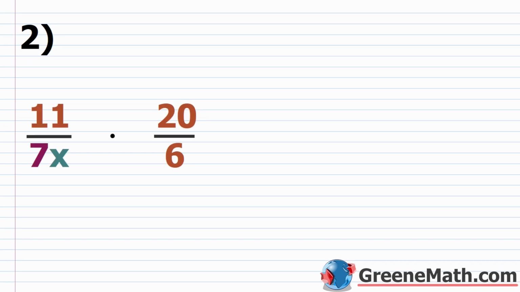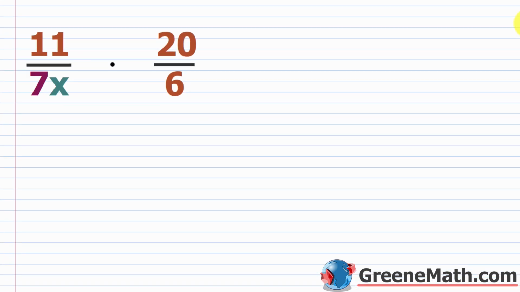All right, let's look at problem number 2. So here we have 11 over 7x times 20 over 6. So for 20 and 6, I can certainly make that simpler. They're each even numbers, so they're divisible by 2. So let's write this as 11 over 7x times, I'm going to divide this by 2, I'm going to get 10. I'm going to divide this by 2, I'm going to get 3. So now 10 over 3, that's a simplified fraction.